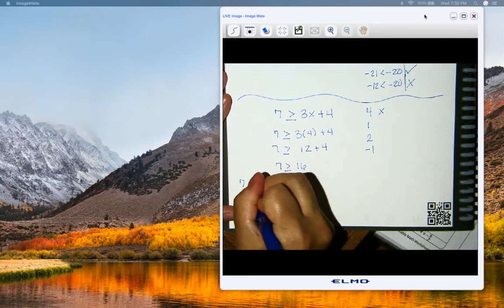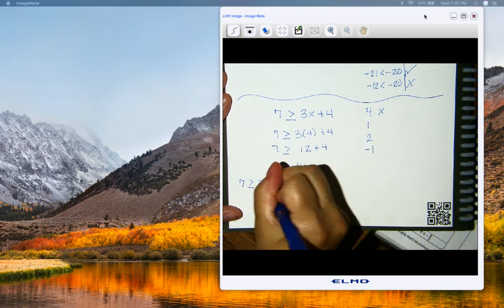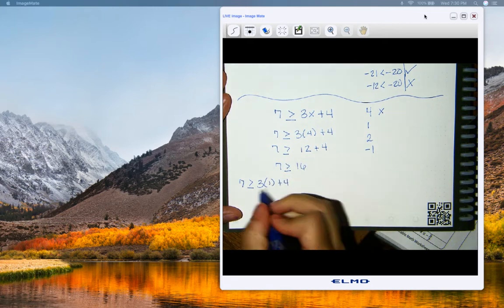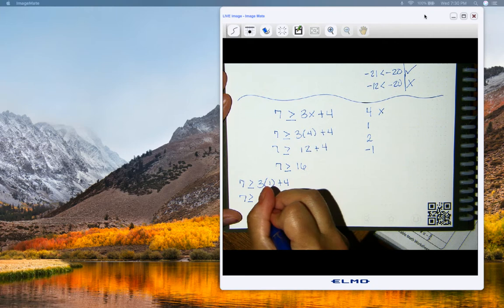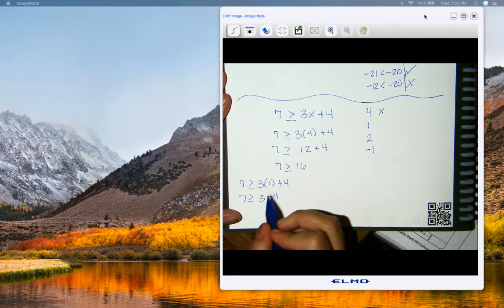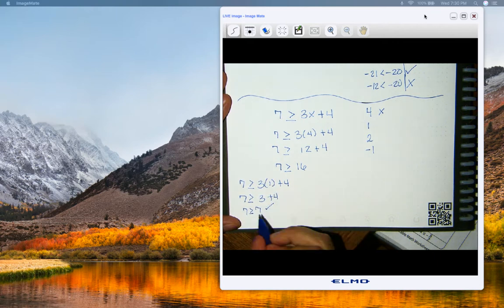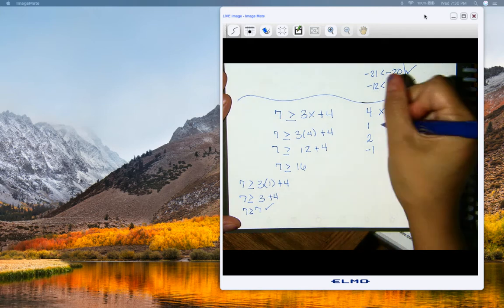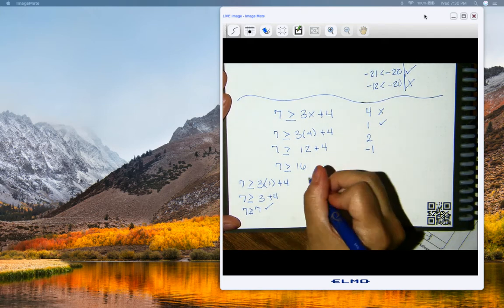7 is greater than or equal to 3 times, we're going to try the 1, plus 4. 7 is greater than or equal to 3 times 1 is 3, plus 4. 3 plus 4 is 7. Woohoo! It works because it says or equal to. So this works. We're going to try and plug in the next one now.